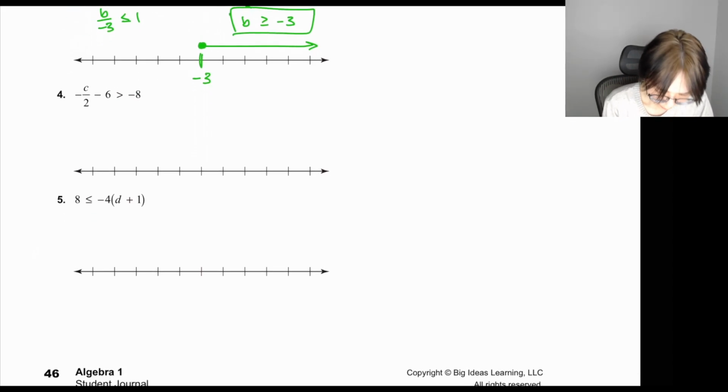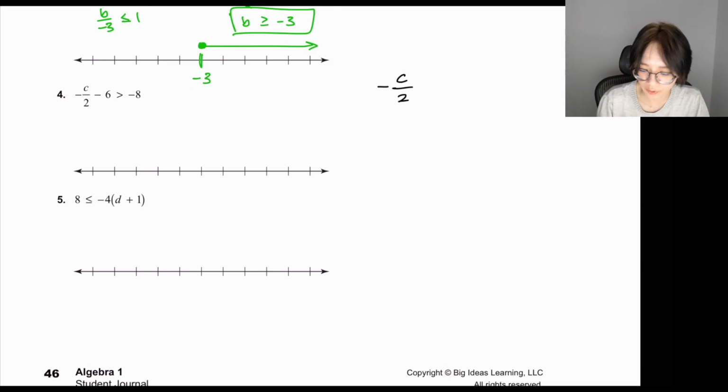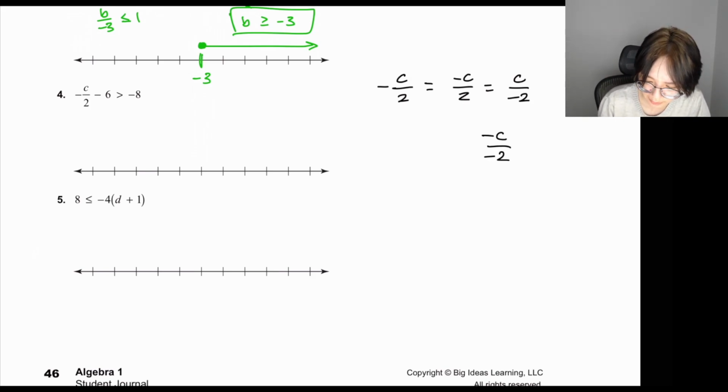Next one, negative c over 2 minus 6 is greater than negative 8. Just as a reminder, notation-wise, negative c over 2 is the same thing as negative (c over 2), which is the same thing as c over negative 2, as long as just one of them is negative, because if both of them are negative, that just turns into a positive, right? Negative divided by negative is a positive.